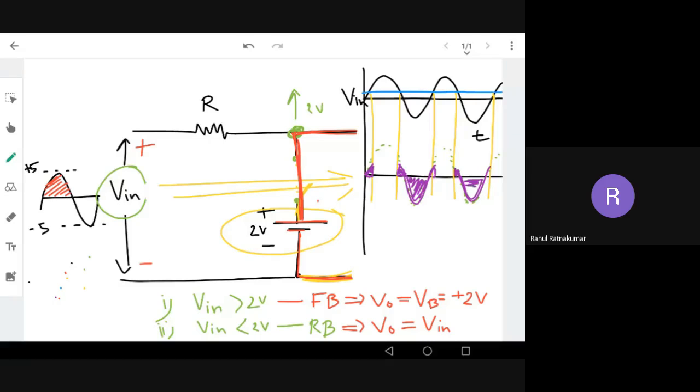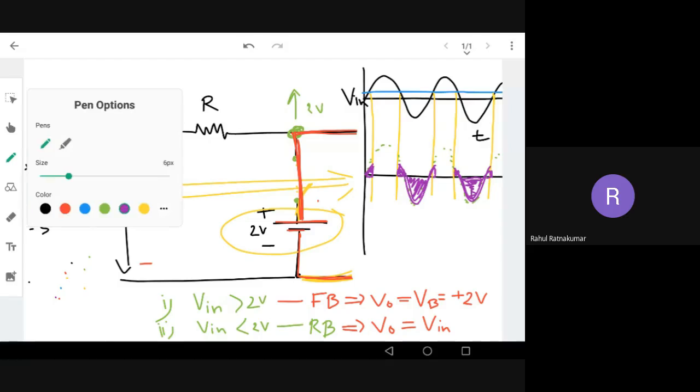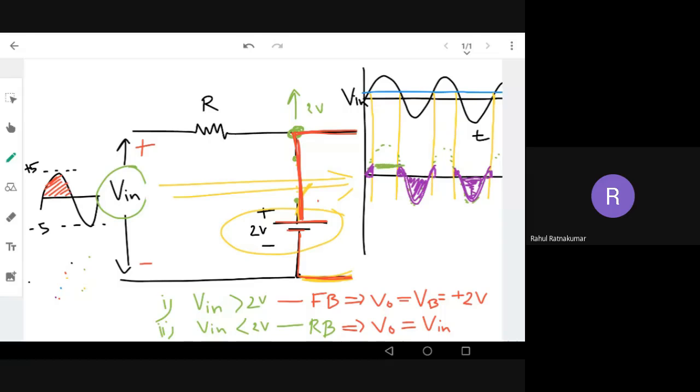Now the question is, what will happen if V input is greater than 2 volt? Now the diode is forward biased. When the diode is forward biased, we know 2 volt is coming across the output. So now I need to show this 2 volt. This is the 2 volt area. Now I'm marking those areas where my input is greater than 2 volt. These are the regions. So this is the way of analyzing. Now this is the graph of V output with respect to time.